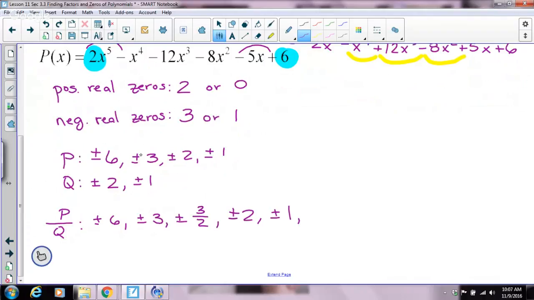So see what I'm doing? I'm literally taking all these P's and dividing by all the Q's. So I'm on 2. 2 over 2 is 1. 2 over 1 is 2. 1 over 2 is 1/2, and 1 over 1 is 1, but I already have that here.